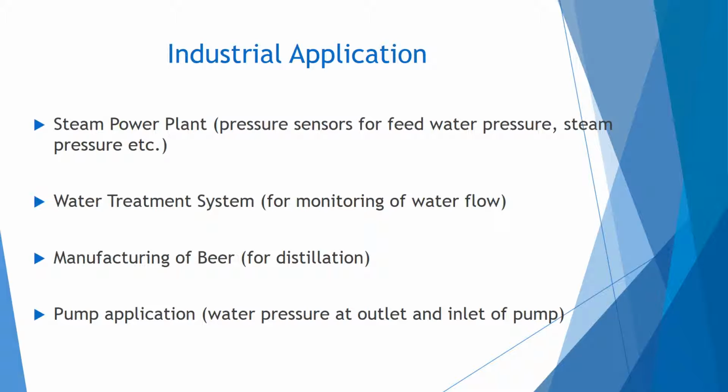For the applications of the pressure sensors in the industries, they can be used in the steam power plant to measure the pressure of the feed water and the steam. For the water treatment system, they can be used to monitor the water flow. For beer manufacturing, they can be used in the distillation process. And for the pumps, they can be used to measure the water pressure at the outlet and the inlet of the pump.